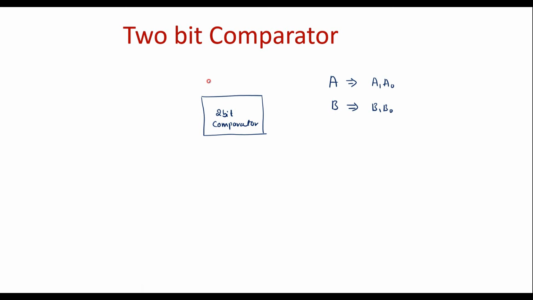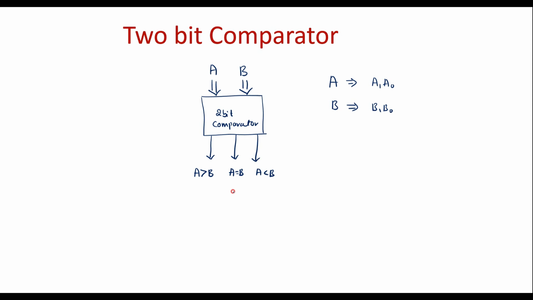So here the inputs are A and B. This is A, this is B. A has two bits, B has two bits. It produces three outputs. One output is A may be greater than B, A may be equal to B, and A may be less than B. So this is the 2-bit comparator block diagram.